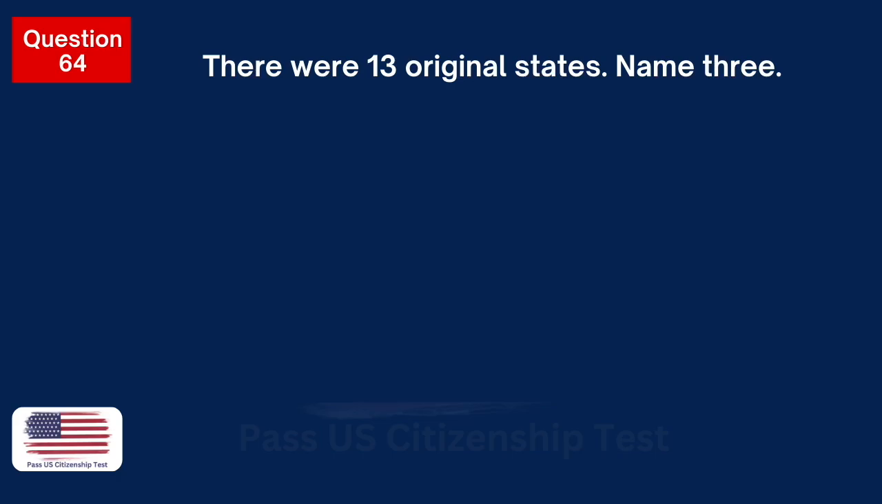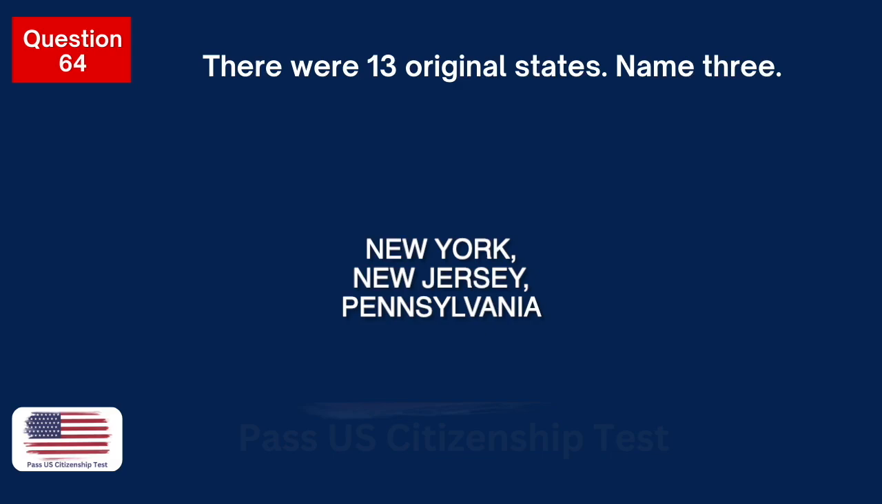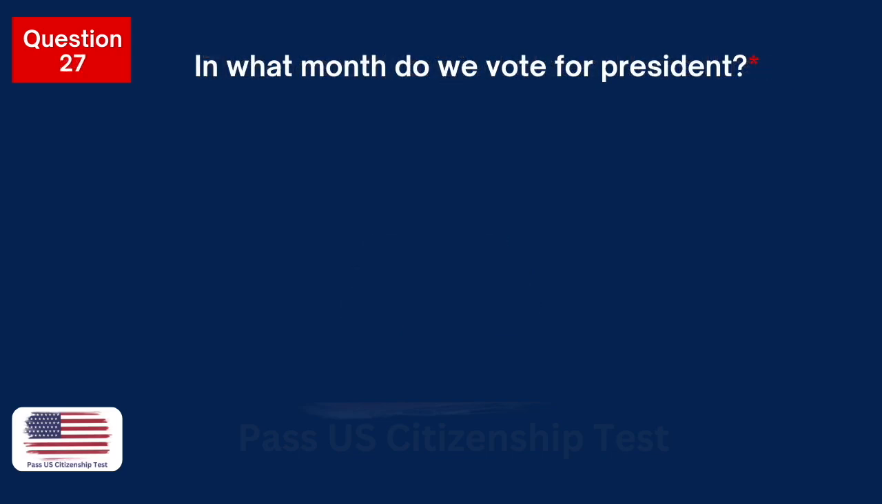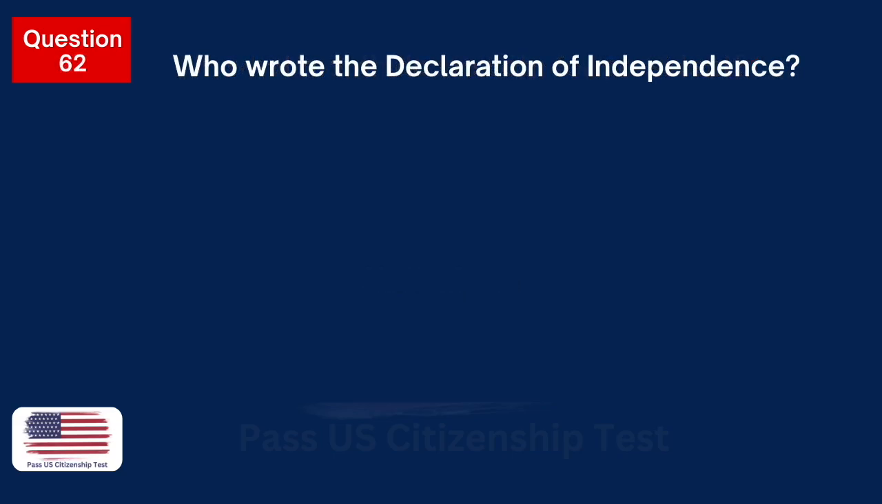There were 13 original states. Name 3. New York, New Jersey, and Pennsylvania. In what month do we vote for president? November. Who wrote the Declaration of Independence? Thomas Jefferson.